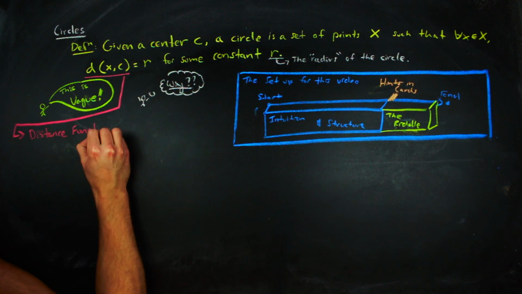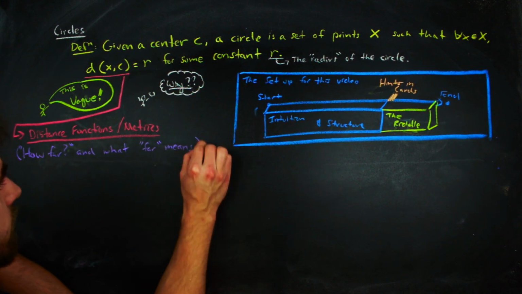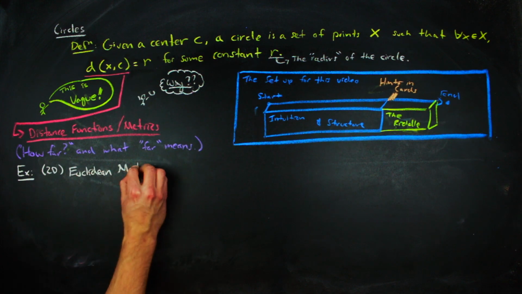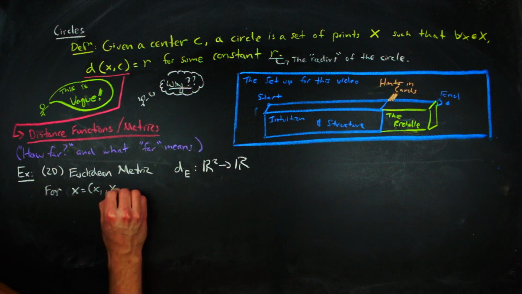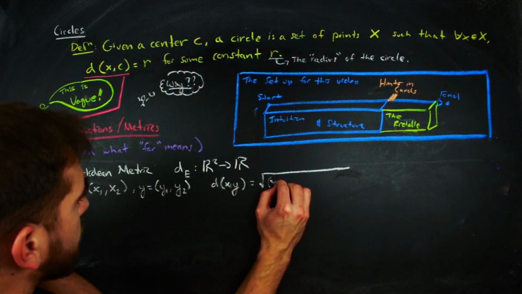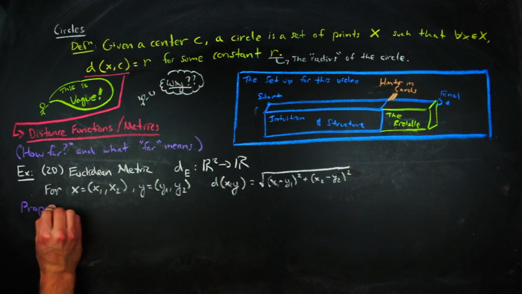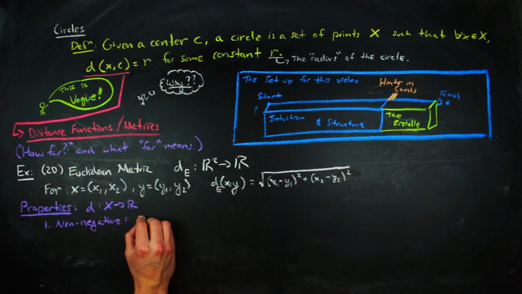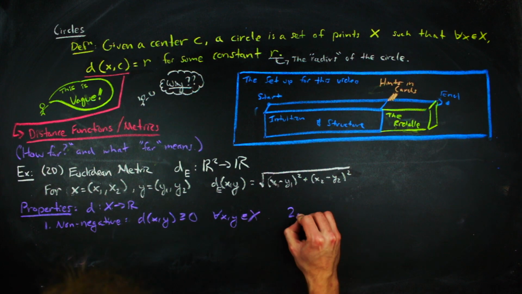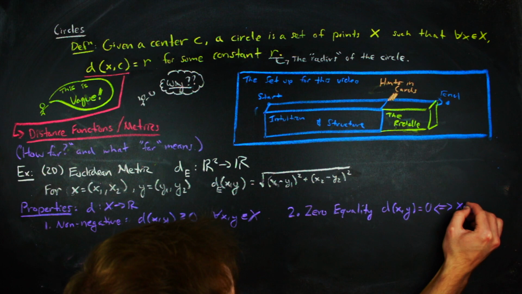Distance functions, or metrics, are functions that determine a notion of how far away points are from one another. The metric that you're most likely used to is the Euclidean metric, which looks like this for points x equal to (x1, x2), and y equal to (y1, y2). This function is a metric because it has the following four properties. 1, it's non-negative, so everything you use in the function will produce some value that is positive or 0. 2, if 2 points are a distance of 0 away from each other, then that means they're equal.